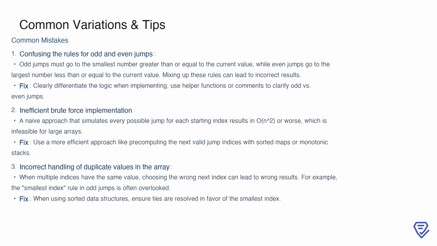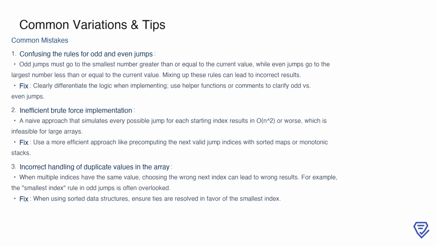Mixing these up can lead to incorrect results, so consider using helper functions or clear comments to keep the logic separate and easy to understand. Another frequent issue is relying on an inefficient brute force implementation. Simulating every possible jump for each starting index creates a time complexity of O(n squared), or worse, which becomes impractical for large input sizes. Instead, optimize your approach by pre-computing the next valid jump indices using data structures like sorted maps or monotonic stacks.